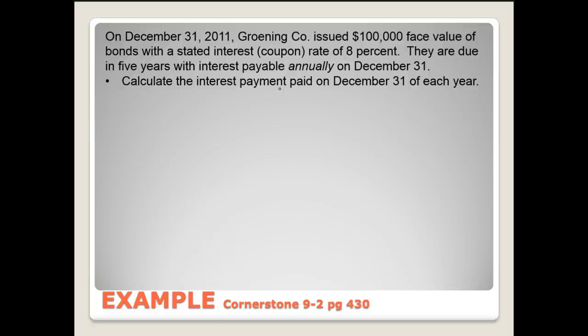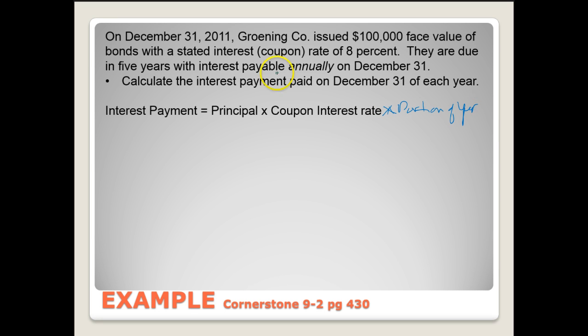How would we figure that out? Well, we know that the interest payment is always going to be the principal times the coupon interest rate times the portion of the year. But in this case, is there any portion of a year that we have to deal with? No, because the interest is paid annually, so that portion of a year is just 1. So it's times 1, which we know is nothing. So $100,000 of principal times an 8% coupon interest rate means that every single year on December 31st, Groening Company makes an interest payment of $8,000.